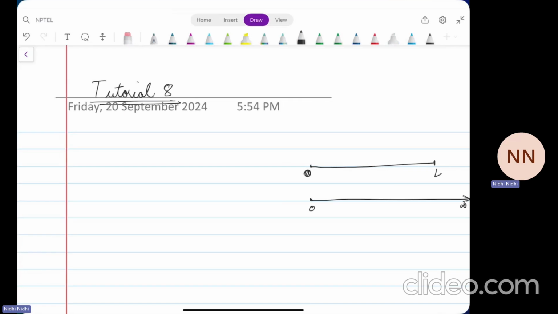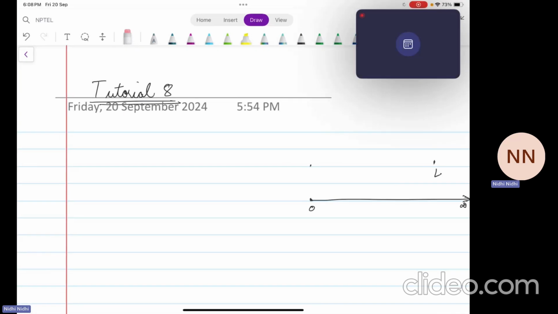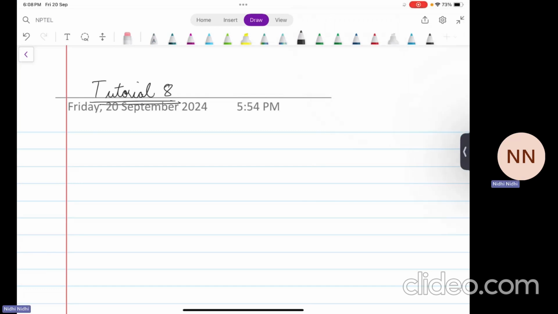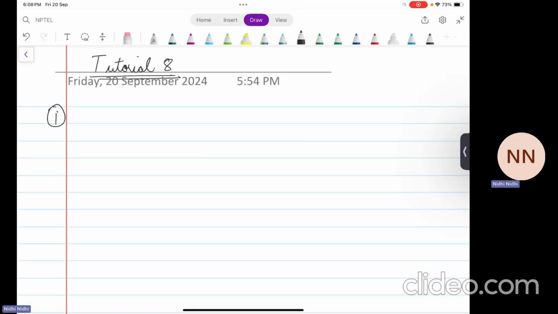Okay. So let's start with the first question. Find the solution of the initial value problem.